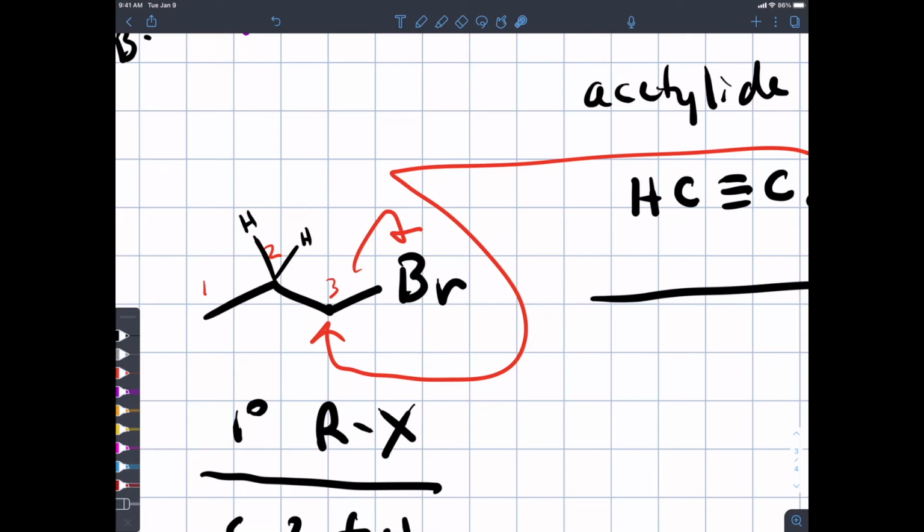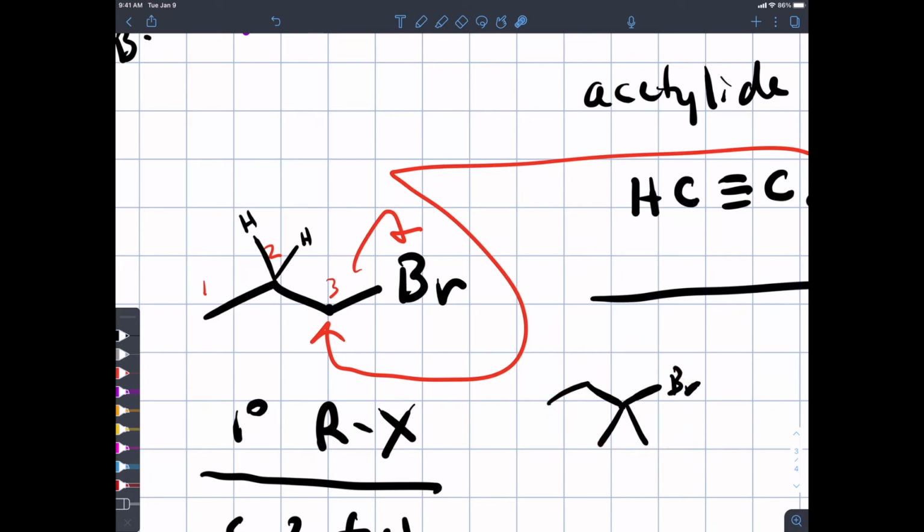It also has to do with the stability of the E2 transition state. The E2 transition state has a significant amount of carbon-carbon pi bond formation in it. And we're going to see that more substituted alkenes are more stable, and that'll be true for the E2 transition state as well. And if we made a secondary carbon or even a tertiary carbon, the alkenes we're going to get are going to be more substituted and more stable, and therefore the E2 reaction is going to be faster.